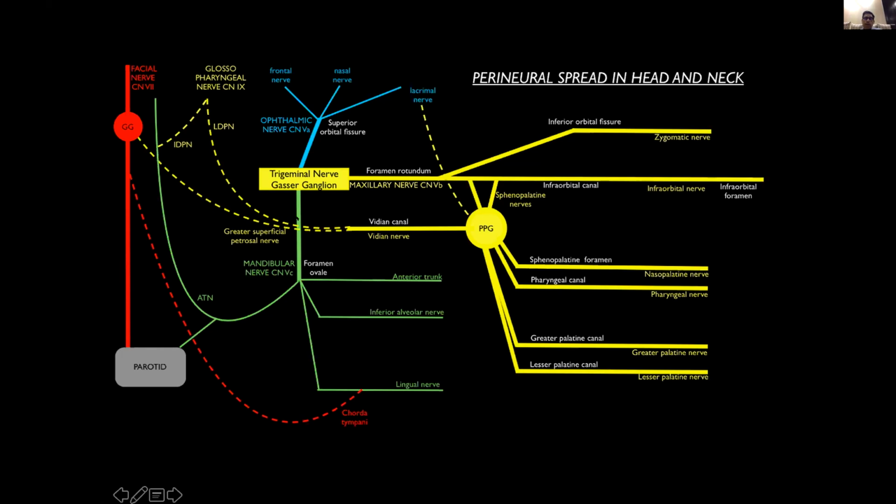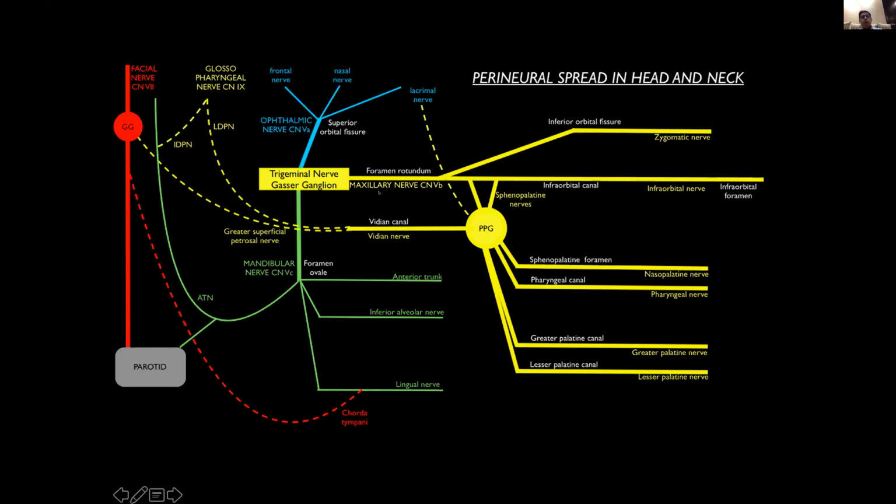So the mandibular nerve goes through the foramen ovale. It gives the anterior trunk, an inferior alveolar nerve, and a lingual nerve. But remember, when the lingual nerve is given, it forms a connection with the chorda tympani, which is a branch of the facial nerve. So you may have disease in perineural spread along the lingual, but it may spread along the chorda tympani and may involve the facial nerve also. This is called retrograde perineural spread.